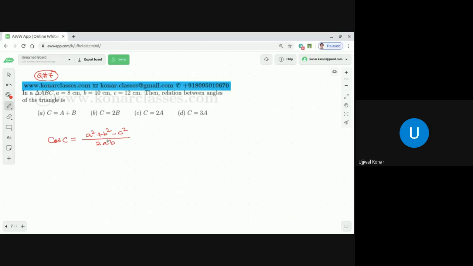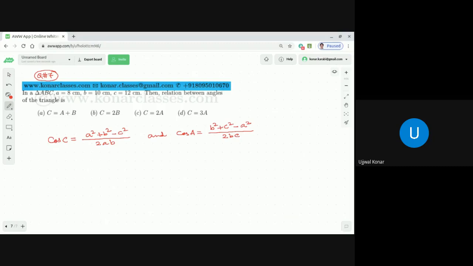So let's find it out, and also we can find out about cos A. What is the value of cos A? It is equal to (b square plus c square minus a square) divided by 2bc. So one thing to be pretty sure of is that we are able to find the value of cos C and cos A, because we know the values of lowercase a, b, c.